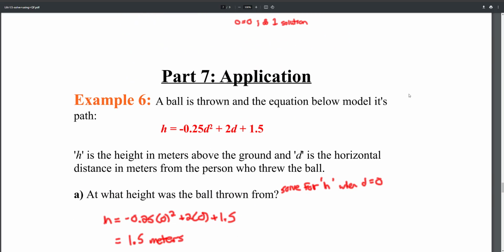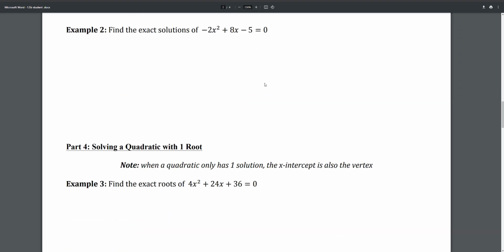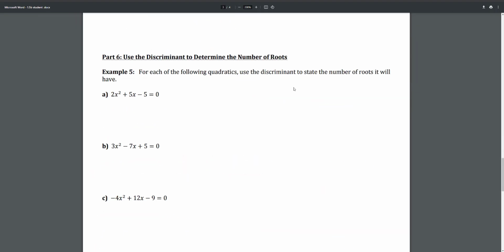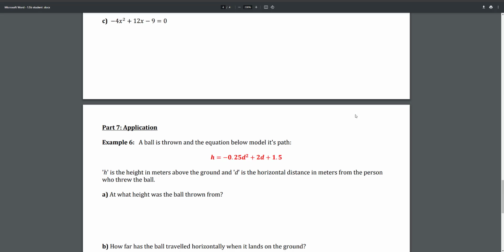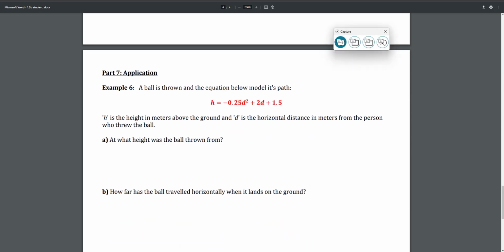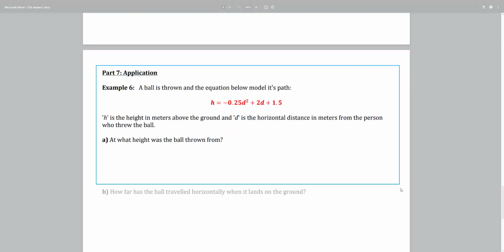All right, so we already did example 5, and now we have a word problem. I will be going over the word problem because I know students usually struggle and find it a little bit more challenging when it comes to word problems. So let me do that a little bit more in depth.